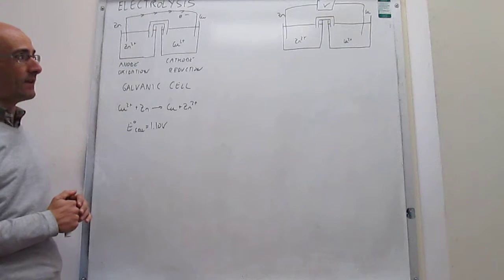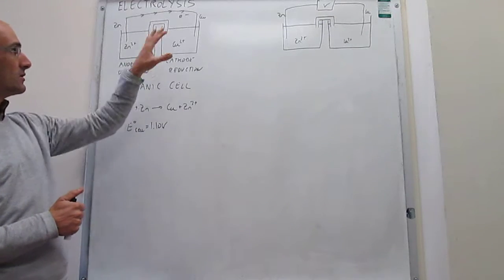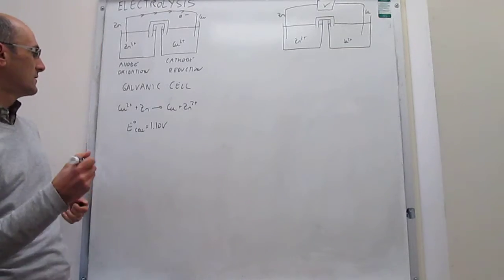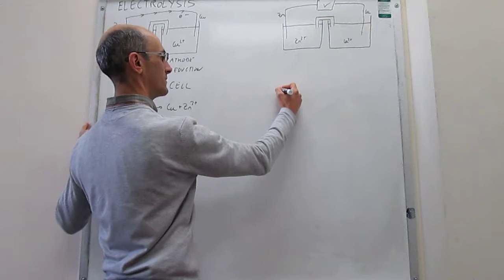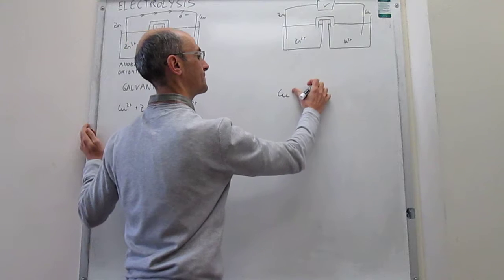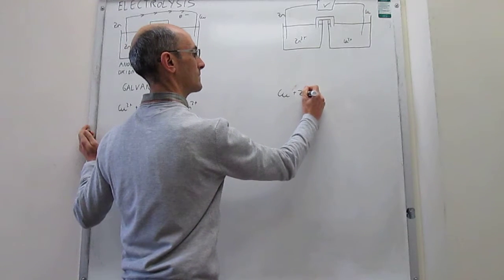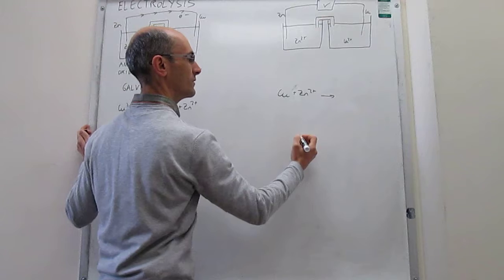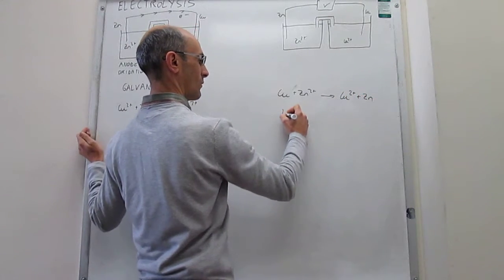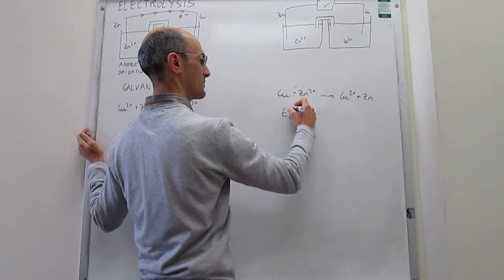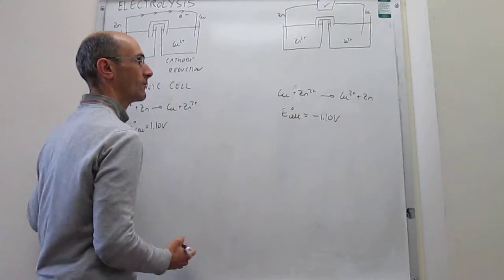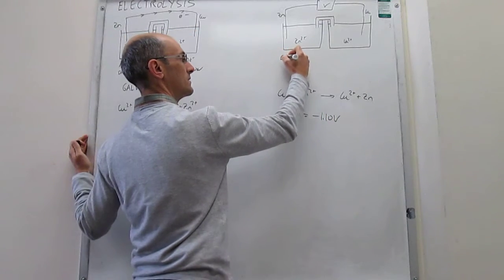So let's try to draw how that would be. This is a galvanic cell, this will be an electrolytic cell, and the reaction is going to be just backwards. So you will have copper with zinc 2 plus generate copper 2 plus and zinc. And again, when we look at the standard cell potential for this reaction, that will be equal to minus 1.10 volts. What that means is that now your cathode is here.